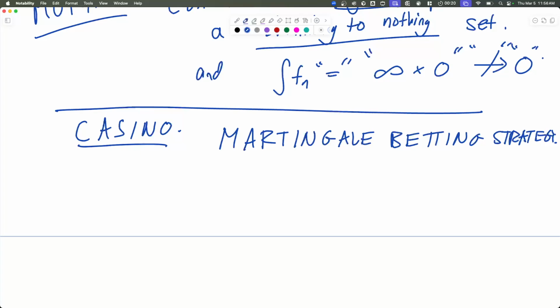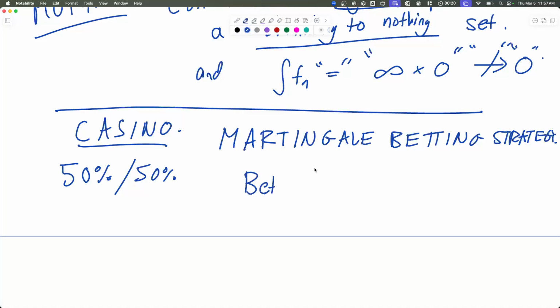Very simple. So you go to a game at the casino. It has to be a 50-50 game. Real casinos don't have 50-50 games, but let's pretend this casino is very nice and they have a 50-50 game where you can bet on a coin flip, heads or tails, and you win double your money. Something like blackjack is pretty close to 50-50. All right. And what you do is you start by betting $1.